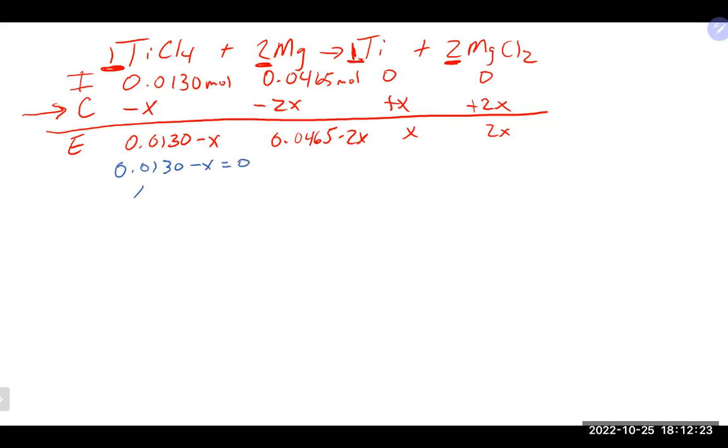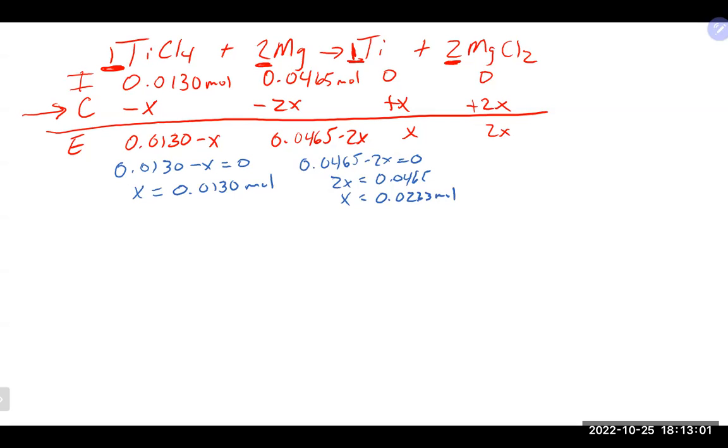And in this case, x would equal 0.0130 moles. Setting our other one equal to 0 and solving for x, 2x equals 0.0465, gives us an x of 0.0465 divided by 2, which is 0.0233 moles. Any questions on what I'm doing here?